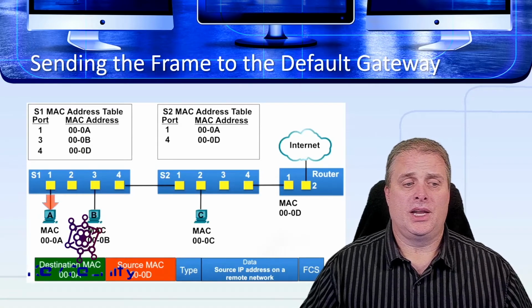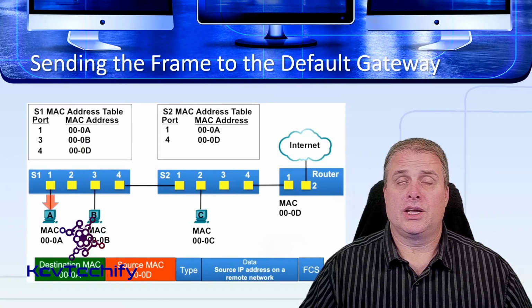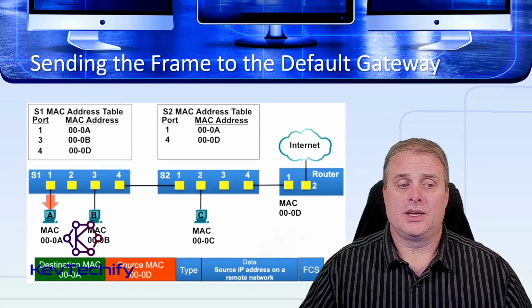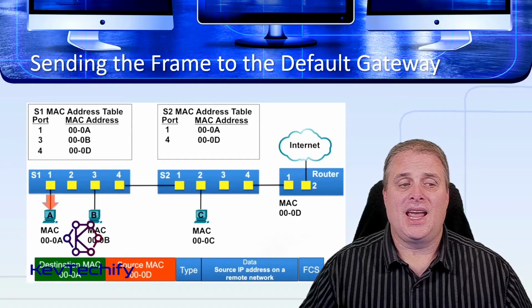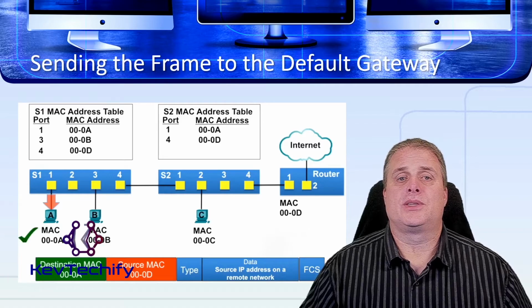PCA. PCA receives that frame in, looks at the destination MAC address. Destination MAC address is 00A. PCA's MAC address is 00A. They match. PCA continues and fully accepts that frame in.